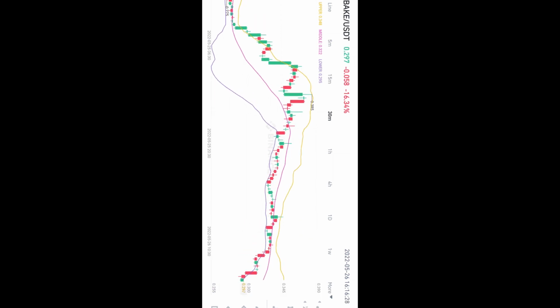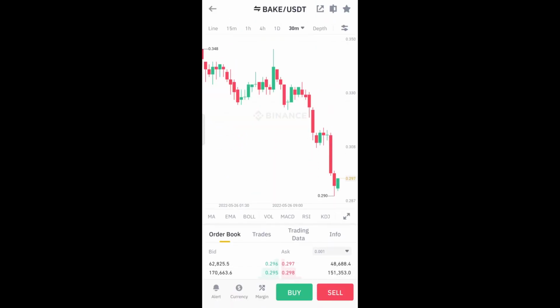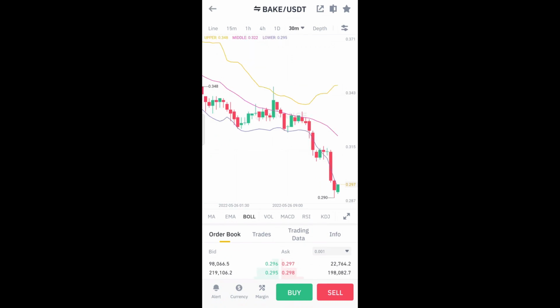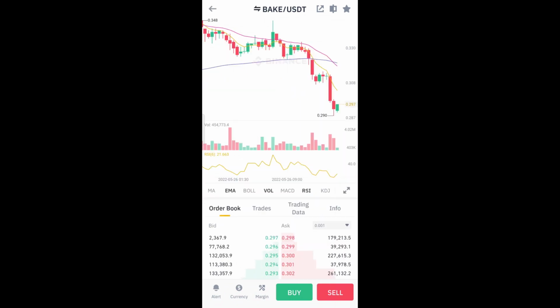So most of the indicators here are using Bollinger Band. You can see here, this is the Bollinger Band. If you click on it, it will be activated. If you see the volume, you can click on the volume. You can see the MACD. All of this, guys, you can YouTube it. They have more information on how to use this.